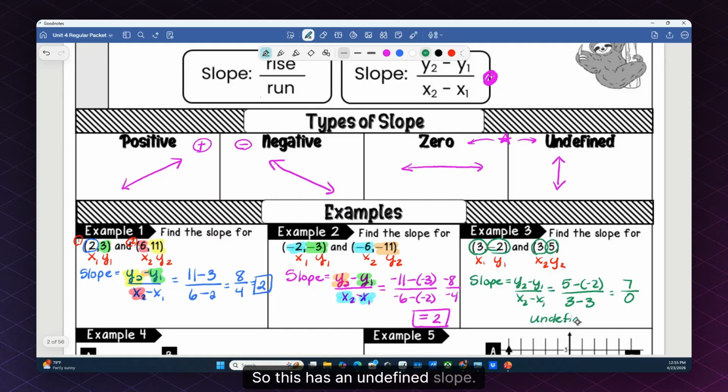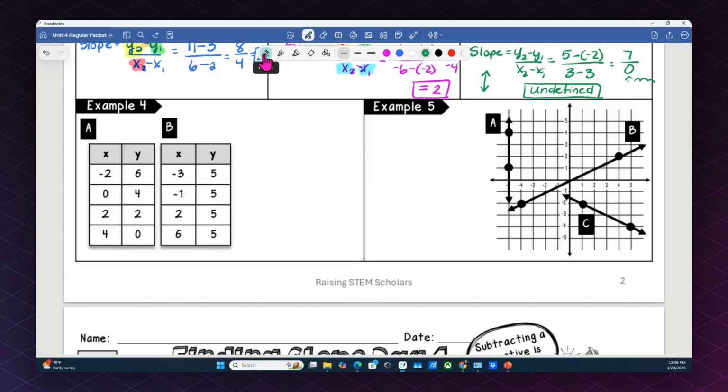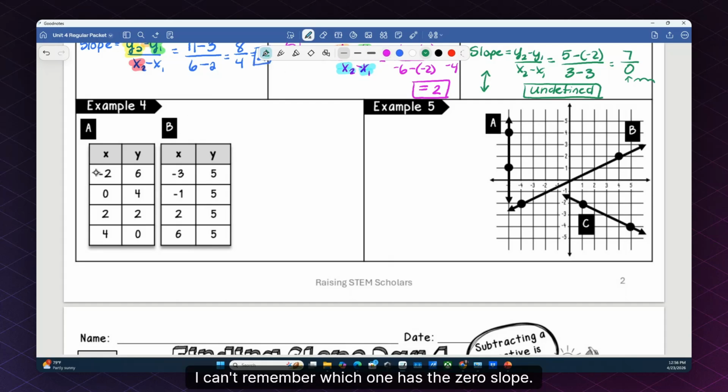So this has an undefined slope. We can get that straight off our calculator. It means the line when we graph it looks like this. It's an up and down line. This bottom part is telling me that there's no going over this way when we're counting, or the other way. There's no run. It's just 0. So it's an up and down line. Okay. Now that's going to be a little bit different. I think I got an example here where we got a 0 slope. Let's just look at this. We're going to find the slope of this data table and we'll see what happens. I can't remember which one has the 0 slope, so we'll just see.